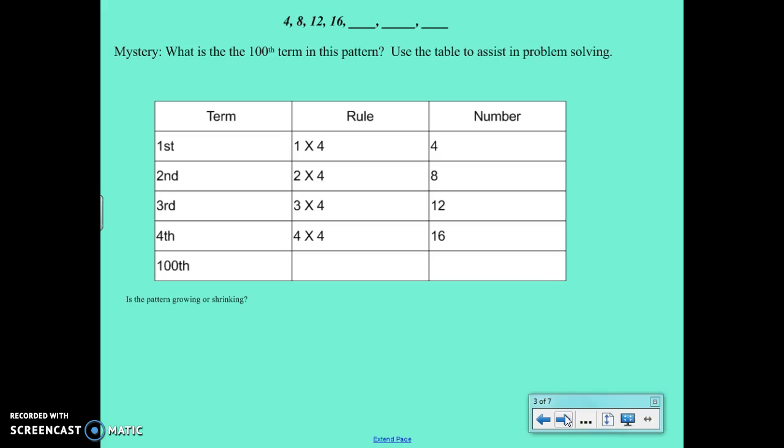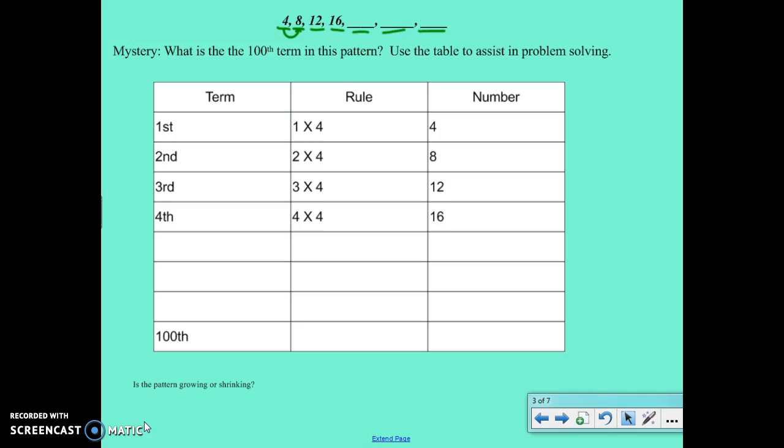Okay, mystery. What is the 100th term in this pattern? Use the table to assist in problem solving. And I look up here and I see the problem. This goes 4, 8, 12, 16. It's a little different than the ones we did on the page before. So how do we, first of all, keep going in the pattern and find the next three terms, but then also how do we use this rule to figure out the 100th term in the pattern? Let me see. I know that to get from 4 to 8, I'm multiplying times 2.